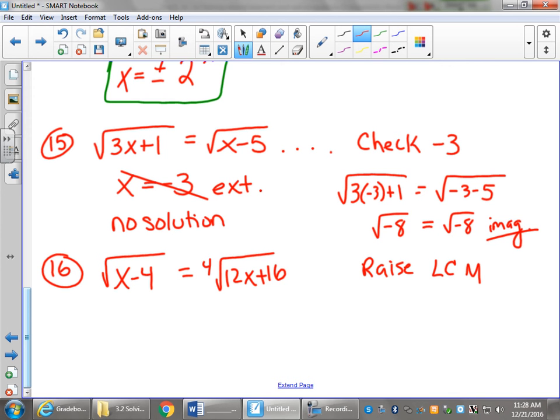So we're going to raise to the least common multiple, and in this case, the LCM is 4. We're going to raise the left side to the 4th and the right side to the 4th. They do not cancel on both sides. They only cancel on what side? The right. On the left, anyone want to take a guess on what happens? What happens to the square root raised to the 4th power?